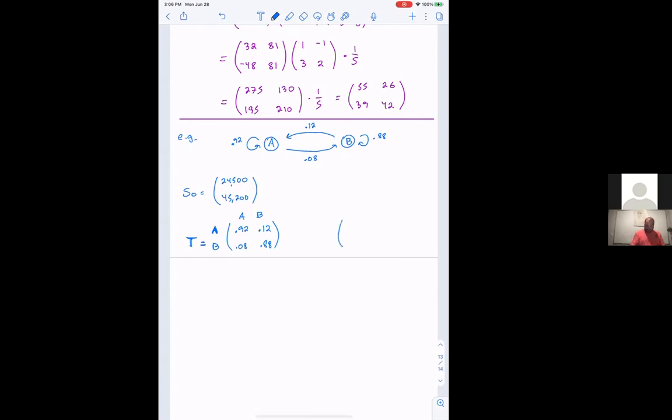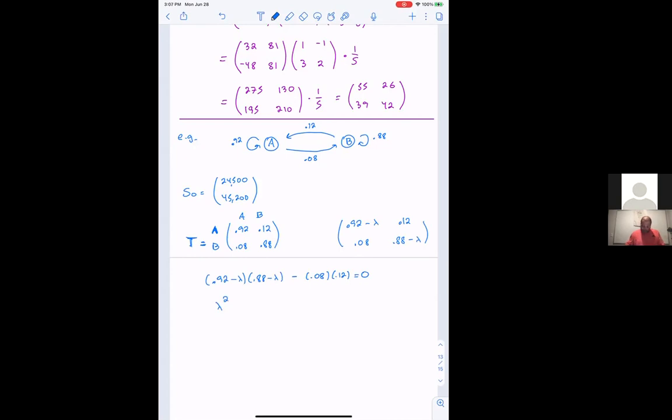So I subtract lambda from my main diagonal, and I keep the off diagonal elements the same. And then I take the determinant of this, which is 0.92 minus lambda, times 0.88 minus lambda, minus 0.08 times 0.12 is equal to 0. That gives me lambda squared.